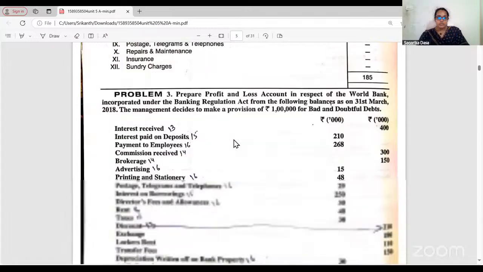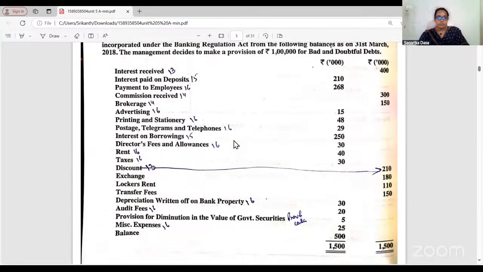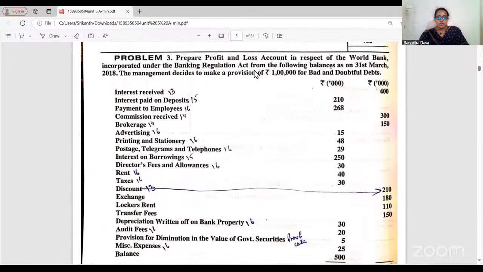Now let us see one more problem that is based on the profit and loss account in respect of World Bank, incorporated under the Banking Regulation Act, from the following balances. The management decided to provide a provision of 1 lakh for bad and doubtful debts. This bad and doubtful debts will come under provisions and contingencies in your expenditure head.